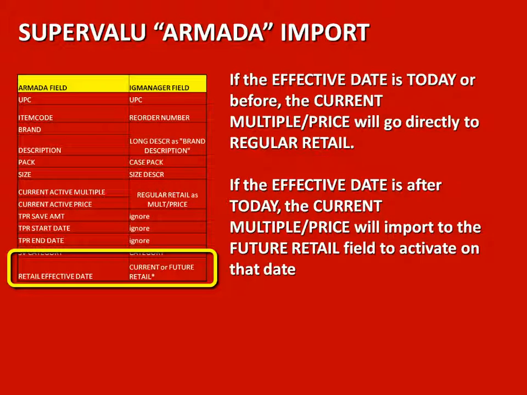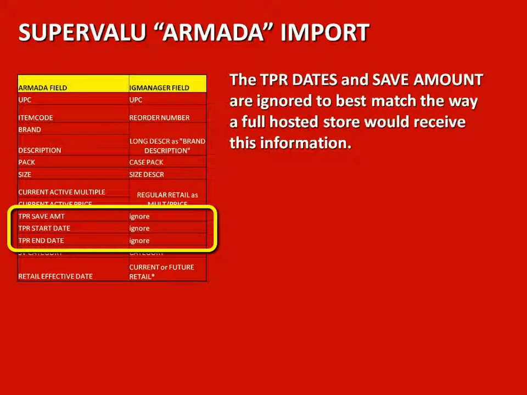Now there are these TPR save amount start and end dates. We are ignoring those. This is done because we're trying to make this import behave as close to the normal hosting system from SuperValu as possible. And in the normal hosting system, these TPRs that are printed as a tag come down as regular retail changes. So we are treating them as regular retail, whether it's a retail or a TPR. So we ignore these fields.